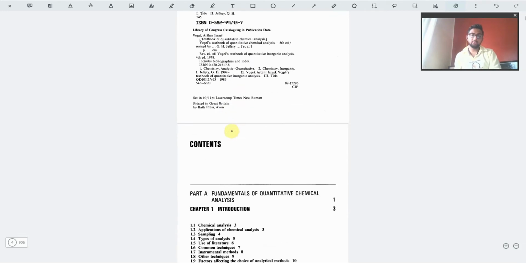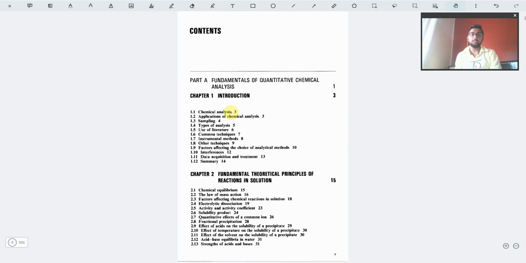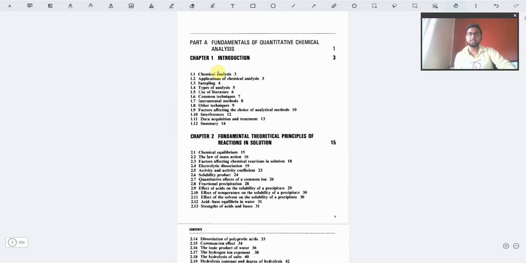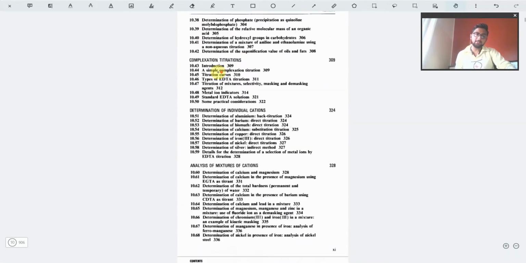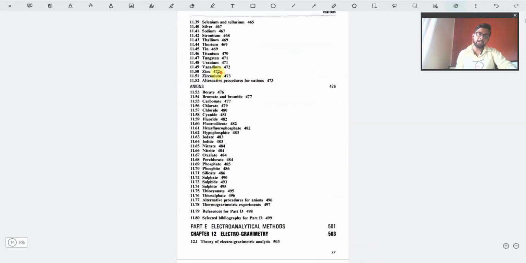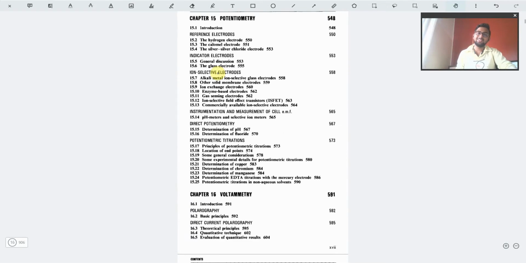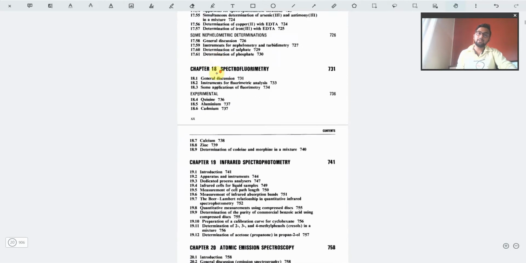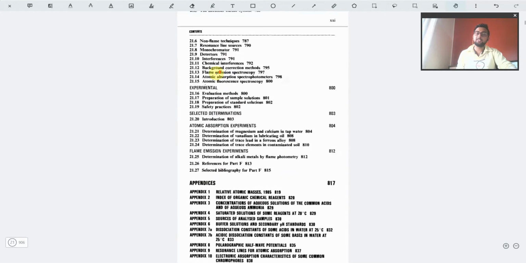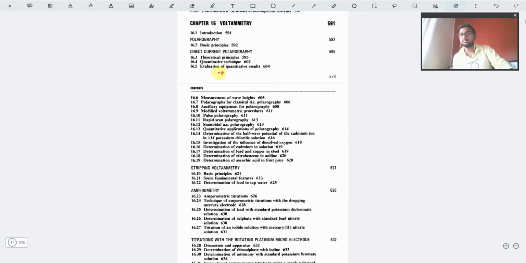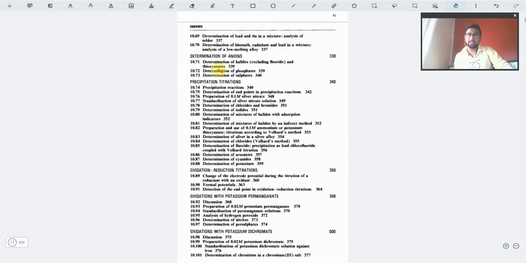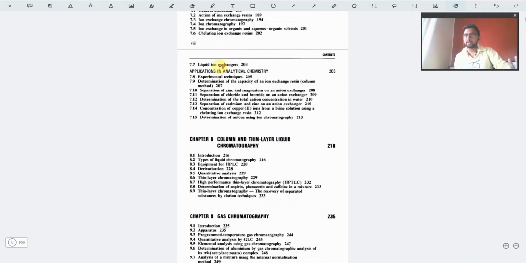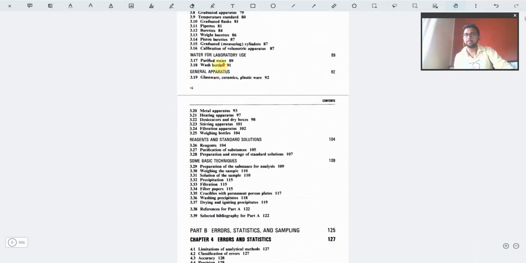So let us now move on to the main part, that is the contents of this book, Vogel's Analytical Chemistry. The contents part is huge, almost 18 pages. We'll go through them one by one and discuss the basic salient features of this book and what basic contents are available. That will help us prepare for any kind of competitive or non-competitive exam that we are going to give.